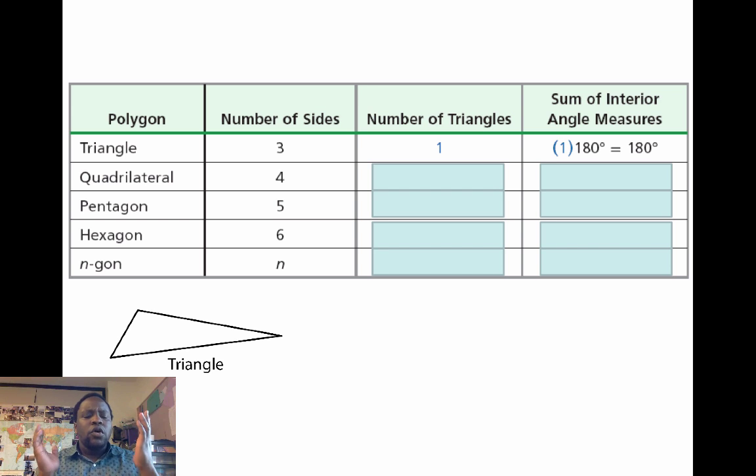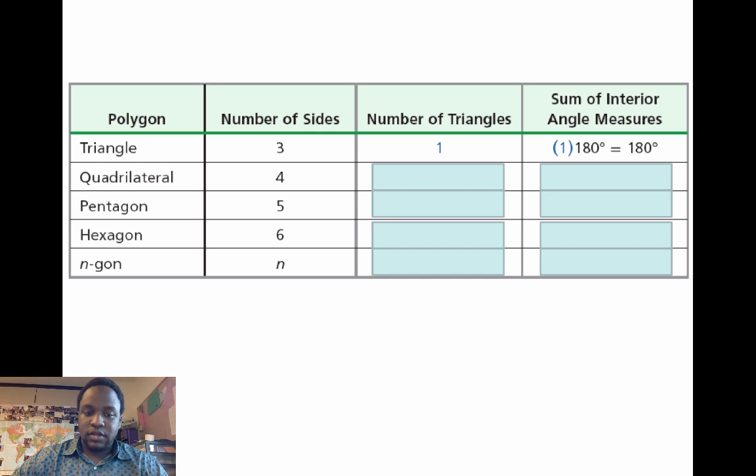Okay, so we have all of these polygons right here: triangle, quadrilateral, pentagon, hexagon, and n-gon. So n-gon is like any kind of polygon that has any number of sides. So triangles have 3 sides, and within a triangle there is only one triangle, and the sum of the interior angles of a triangle is 180 degrees. This was something that we learned back in Unit 4, maybe Unit 5.